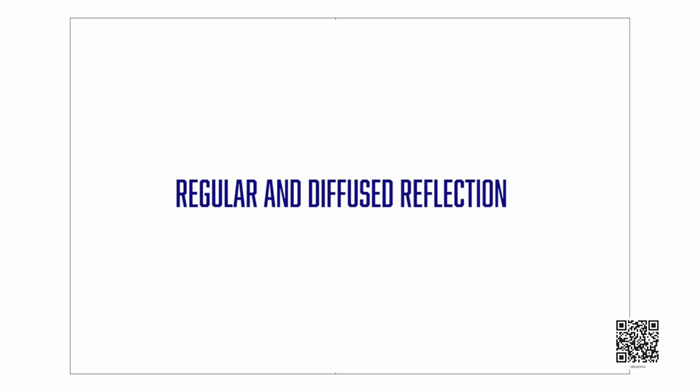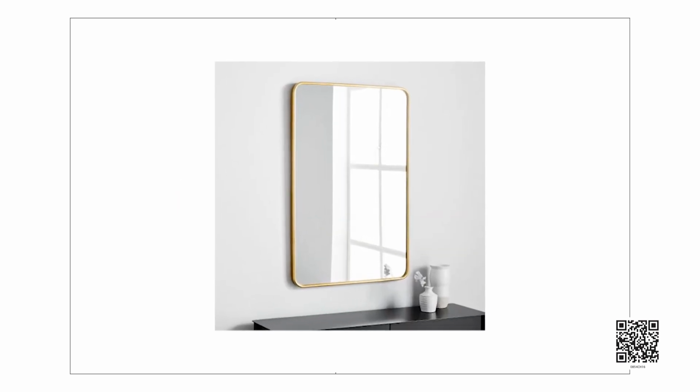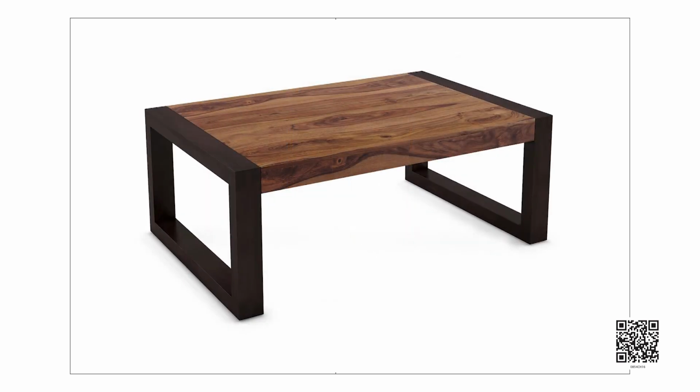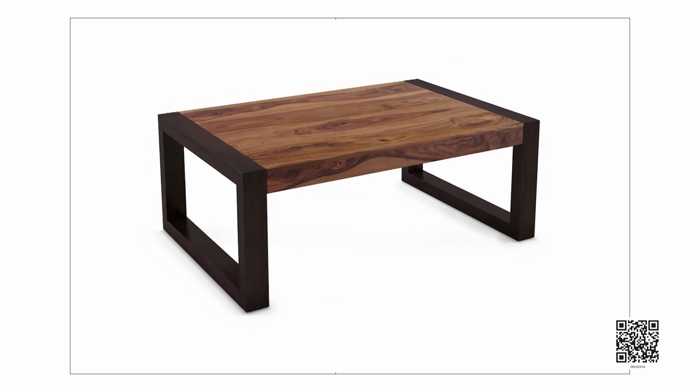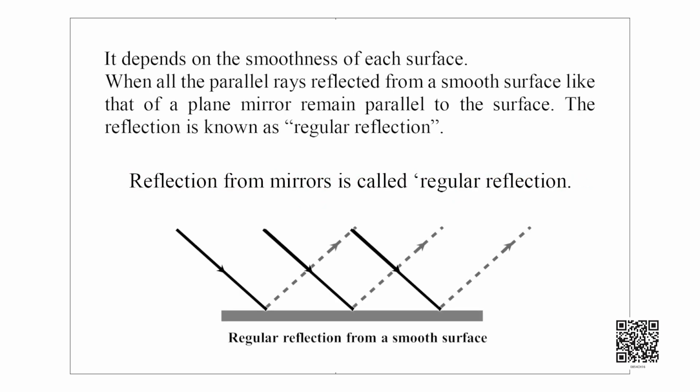Regular and diffused reflection. Why can you see your reflection in some surfaces and not others? For example, you can see your reflection on a mirror, but you cannot see it on a table. Why does a shiny piece of metal make a good mirror, but a piece of paper does not? The answer is, it depends on the smoothness of each surface.